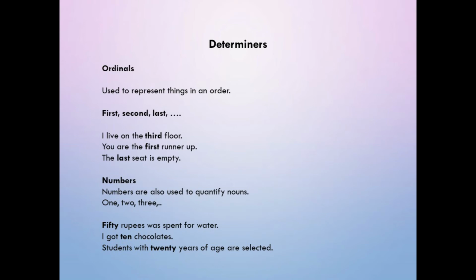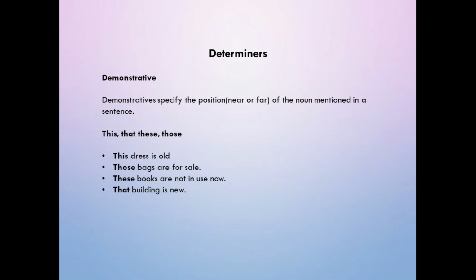Similarly, when I say I got 10 chocolates, in this case the word 10 is the determiner, and as you can see, it is coming before the noun chocolates. The last example is students with 20 years of age are selected. In the sentence, 20 is the determiner, and as you can see, it is coming before the noun years.